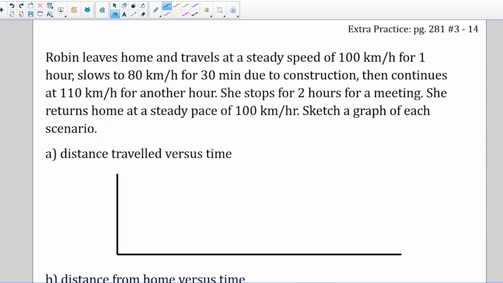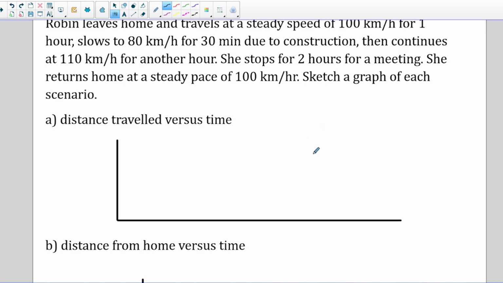So on this page, we have a given situation and we have to come up with a graph that accurately represents it. So Robin leaves home and travels at a steady speed of 100 kilometers per hour for 1 hour, slows down to 80 kilometers per hour for 30 minutes due to construction, then continues at 110 kilometers per hour for another hour. She stops for 2 hours for a meeting. She returns home at a steady pace of 100 kilometers per hour. Sketch a graph of each scenario. So we want to do first the distance traveled versus time.